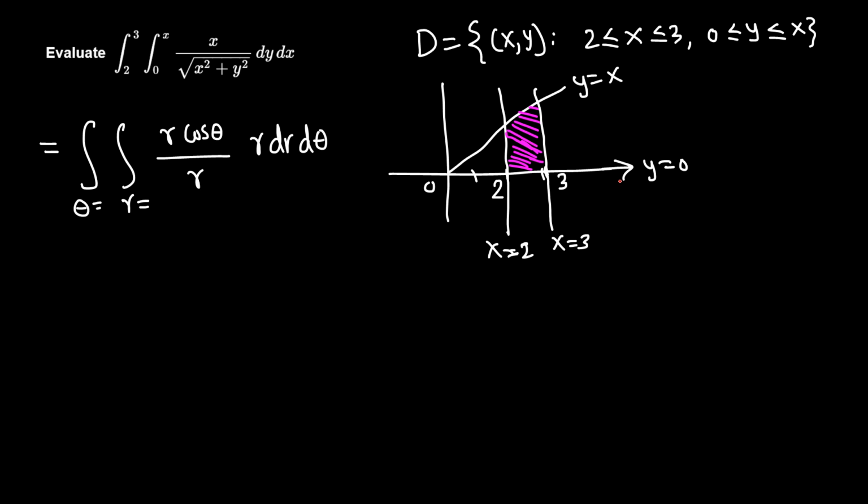If we go back here, look at the angle. This is the identity line, y equals x. So it goes in the middle of these two axes. So this is theta equals pi over 4. And this is theta equals 0. So the bounds for theta are 0 and pi over 4. Now we need to find the bounds for r.